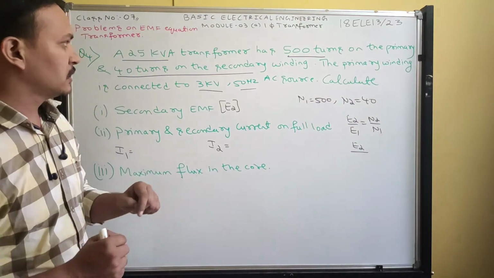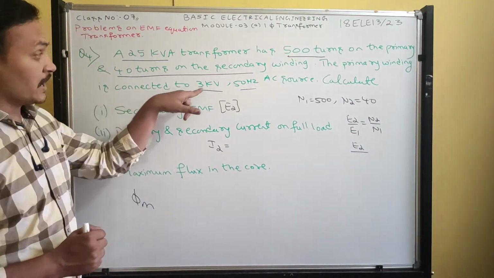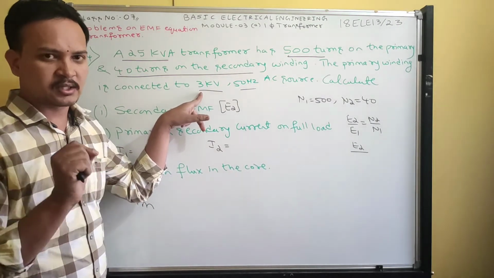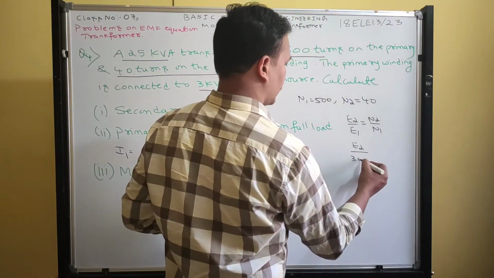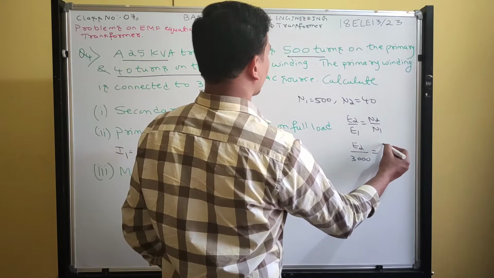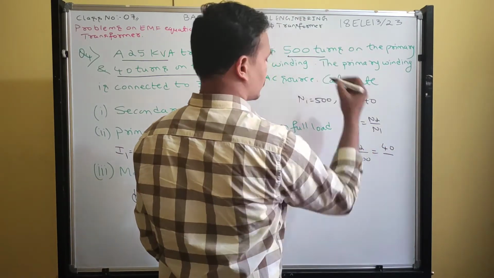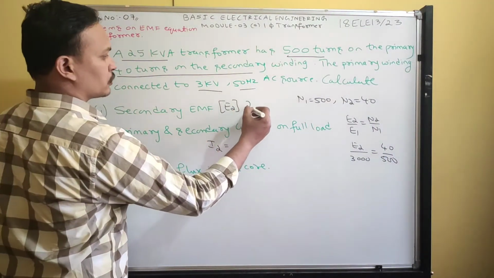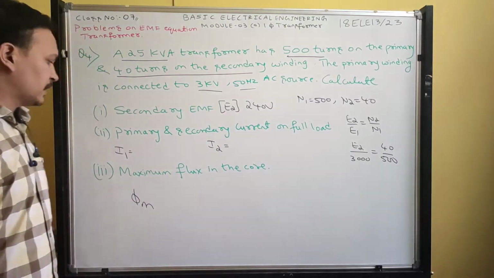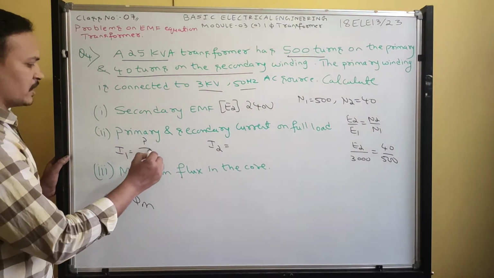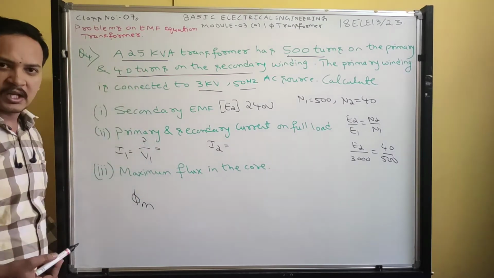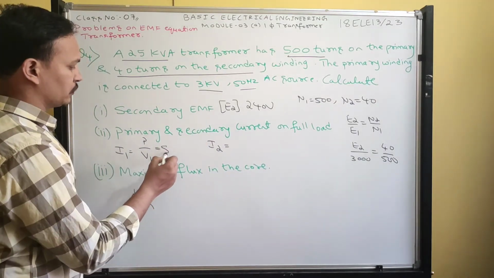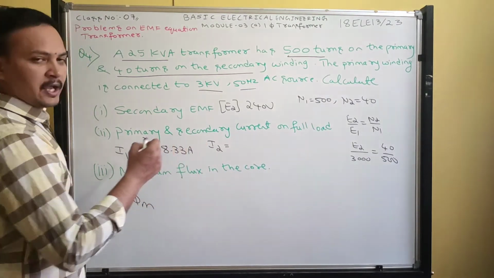As I said earlier, the primary applied voltage is 3 kV. Applied voltage means V1, but V1 is same as E1. So E2 divided by 3000 volts is equal to N2, 40 turns, and N1 is 500 turns. By solving that equation, you will get 240 volts. That is the answer. Then primary rated current: power by V1. Enter power value 25 kVA, 25 into 10 power 3 divided by 3000 volts. If you do that, you will get 8.33 amperes.